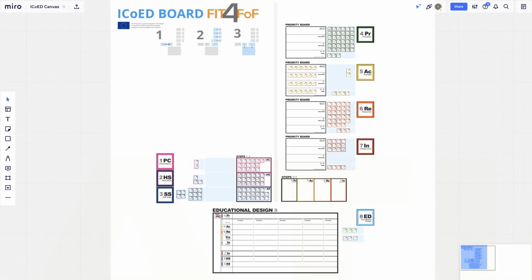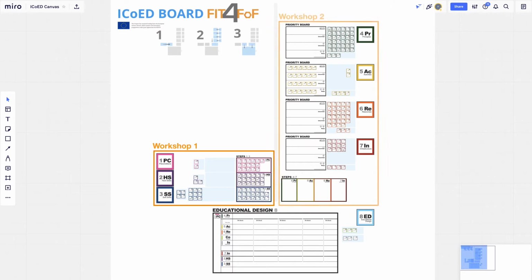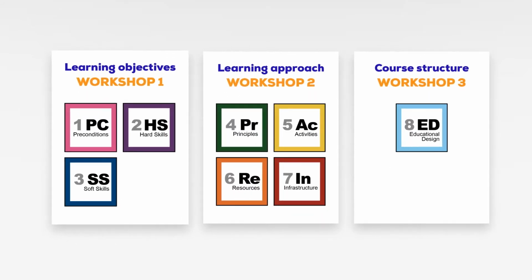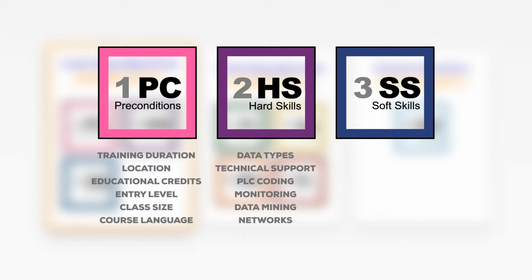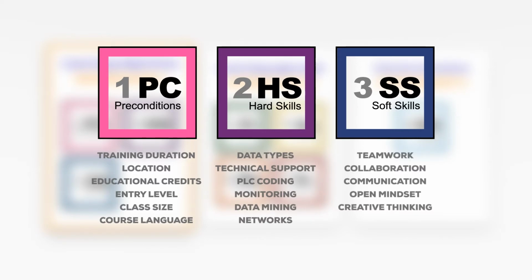The ICoED is a series of 3 workshops and 8 steps, each of which has a specific focal point for discussion and decision. In the first workshop, the learning objective is the focus. First, a set of fixed conditions is settled. In the second step of the workshop, the hard skills, what the educational program is training for, are settled as a result of a dialogue among the stakeholders. A similar dialogue occurs when settling on the soft skills in the third step.